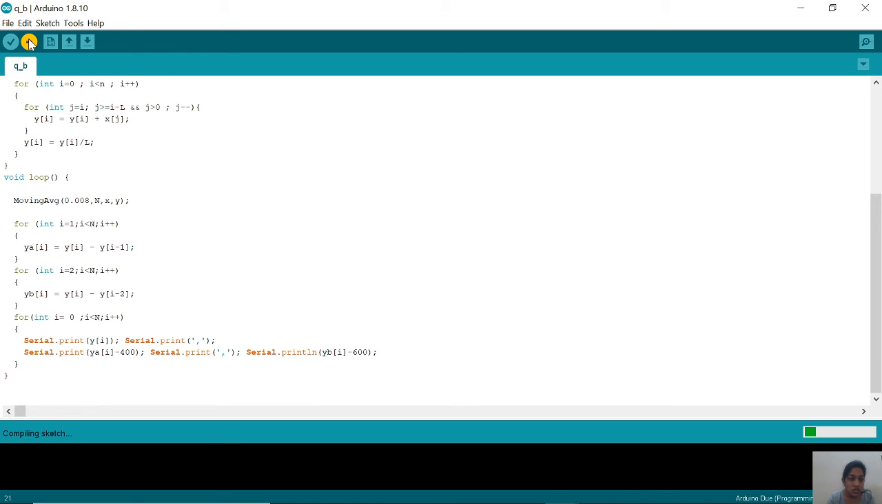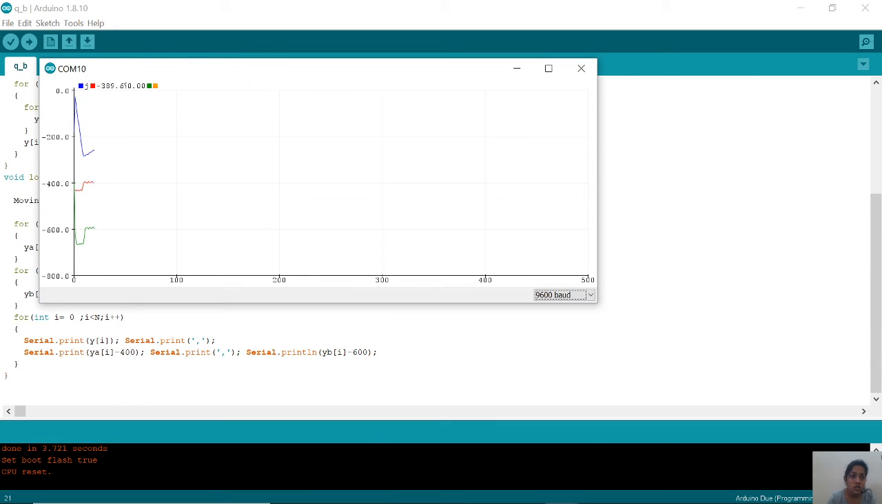Here you can see that Serial.print y of i is nothing but the moving average filter, and y of i minus 400 is the first order derivative filter. Here we are decreasing it so we can see it in the lower part of the plot. And again we are giving the 3-point central difference filter, y of i minus 600. So let us see the plot of this.